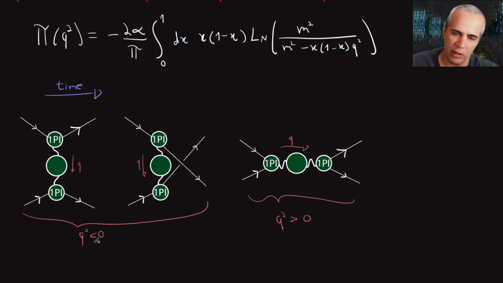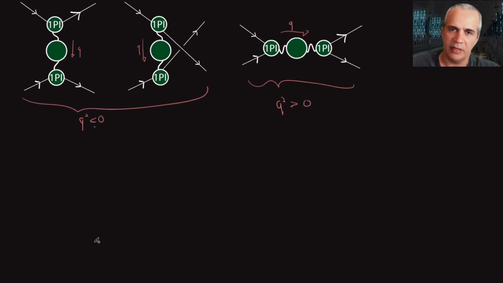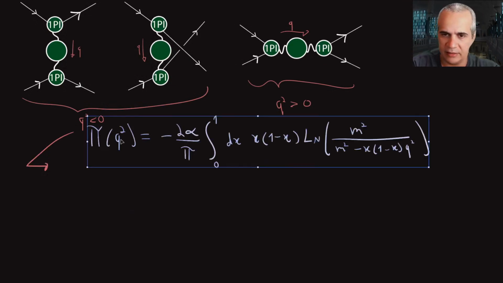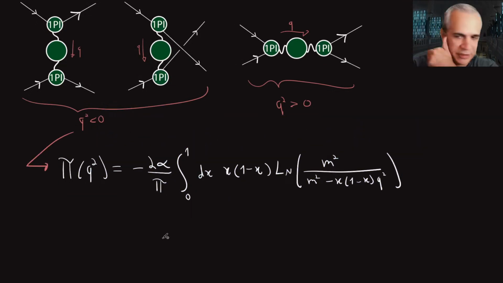in the case where Q square is smaller than 0, so let's take these first two channels here, that means that the 1PI function, the self-energy, will always be real. In this case, this guy has no branch cuts, nothing, because this denominator right here will always be positive if Q square is negative. M square is positive, so this is just analytic in all the domain, and so the function is real.